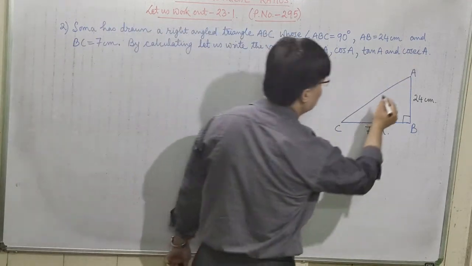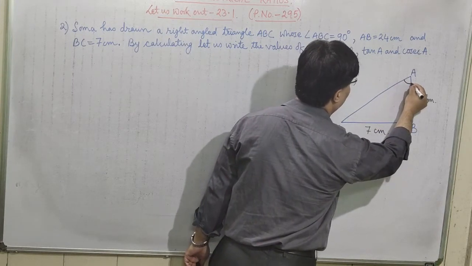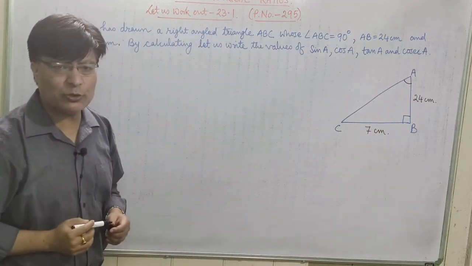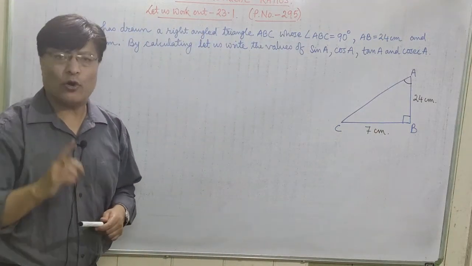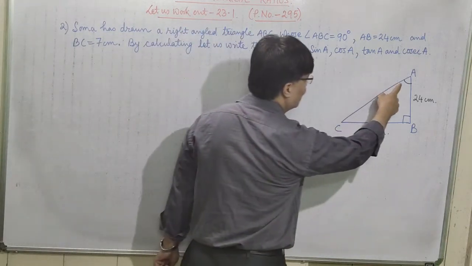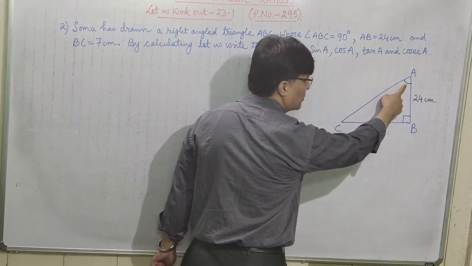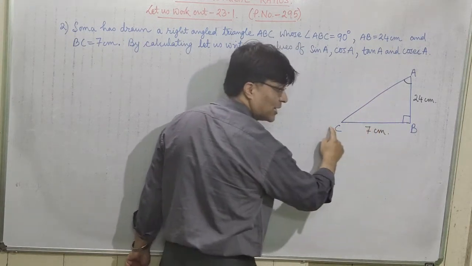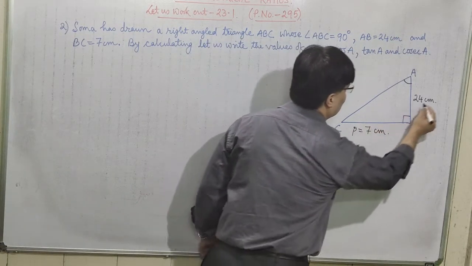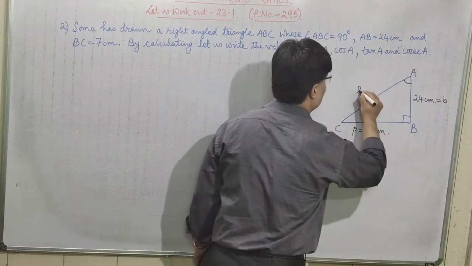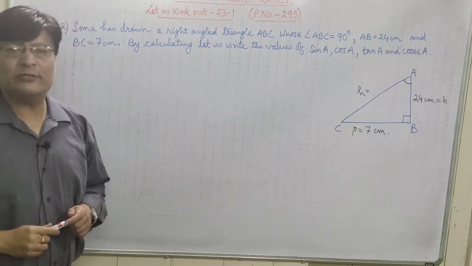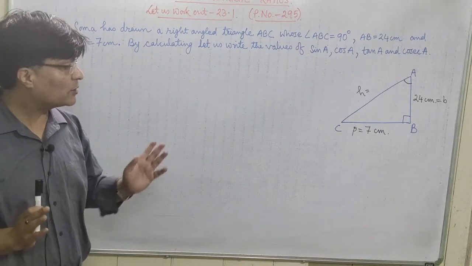So now in this case, this angle A is considered. I already told you that the side opposite to the angle considered is the perpendicular. If this angle A is considered, which is its opposite side? This BC is its opposite side, so this will be the perpendicular now. This will be the base, and this longest side will be the hypotenuse. So is that clear to all of you? I think you have understood it.